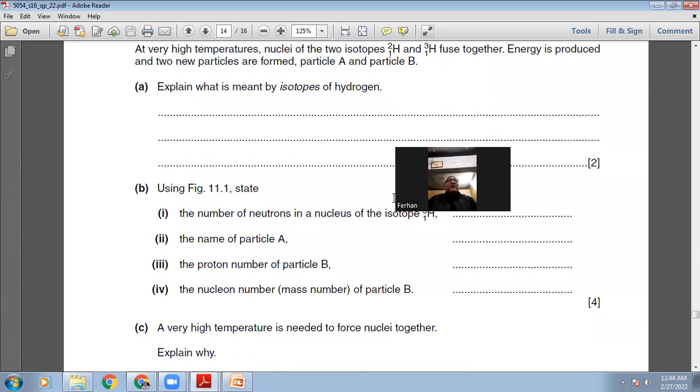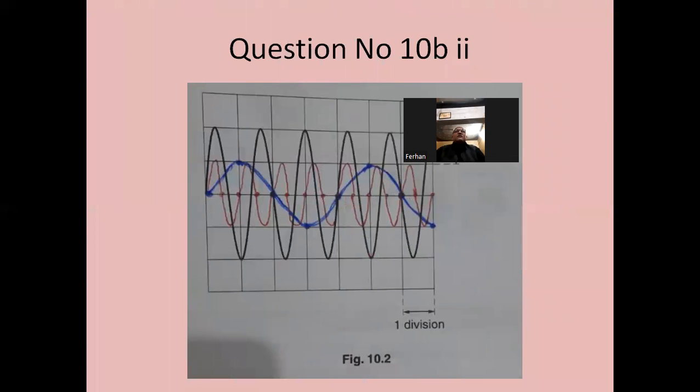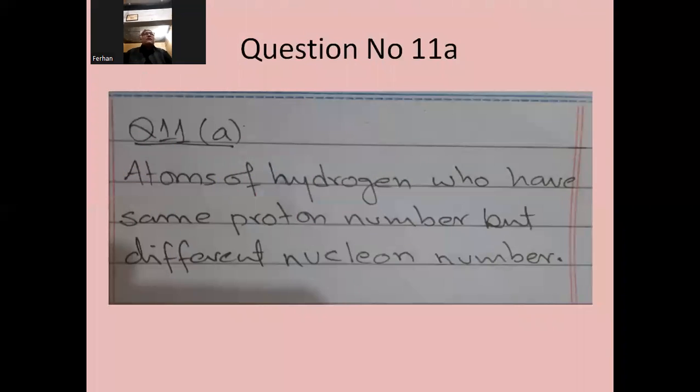So question number 11, its A part. He says, explain what is meant by the isotopes of hydrogen. Isotopes of hydrogen means the atoms of hydrogen which have the same proton number in their nucleus, but their nucleon number or mass number is different from each other. So they have the same number of protons, but their number of nucleons is different. So the atoms of hydrogen which have the same proton number but different nucleon number are known as isotopes of each other.